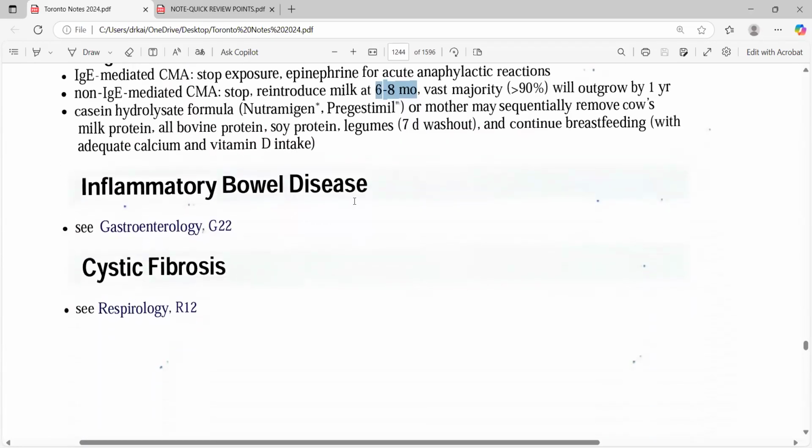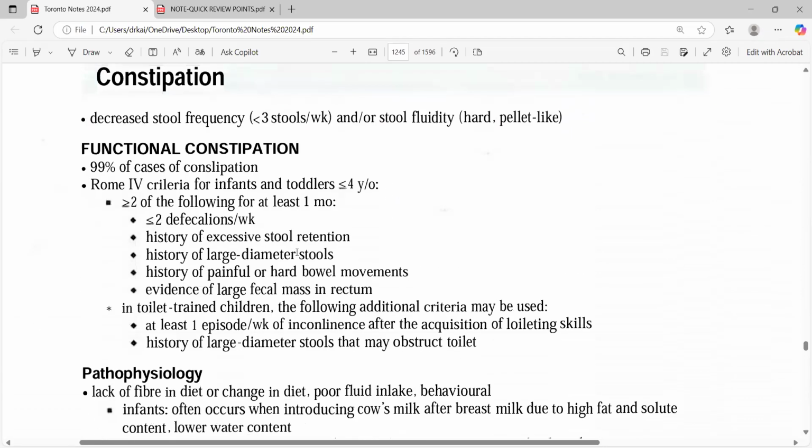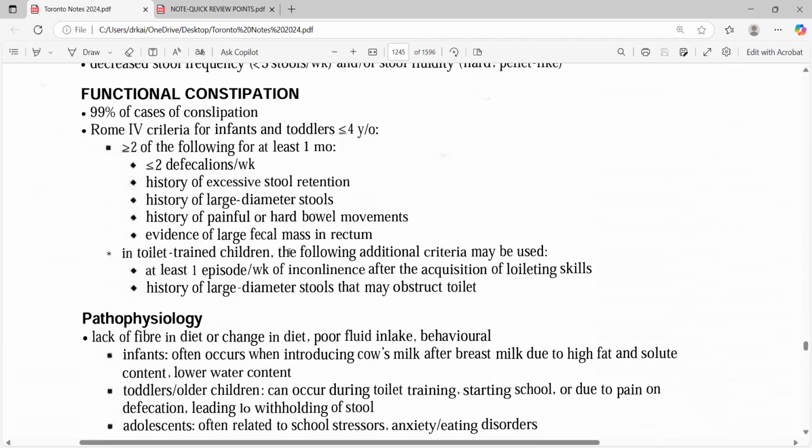With the calcium and vitamin D intake. So if they ask you if a child is taking mother's breastfeeding, what else will you introduce? In that case, we do introduce iron, calcium, and vitamin D. So don't forget iron. Then comes the constipation. A lot of children do have constipation.